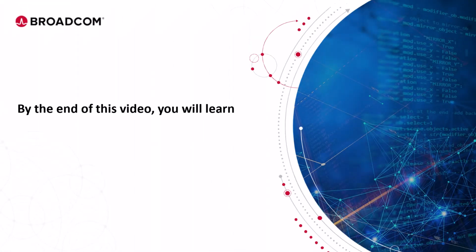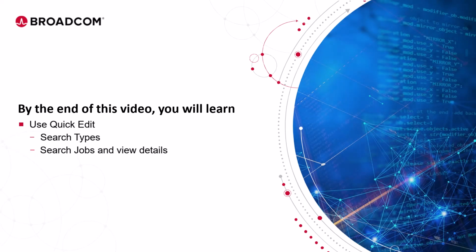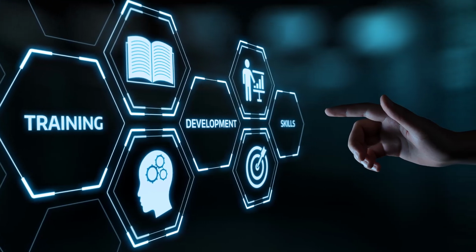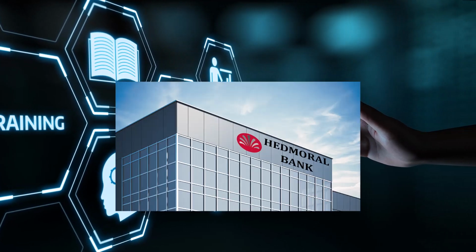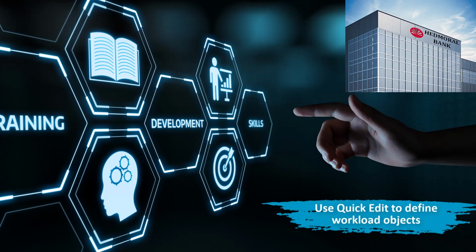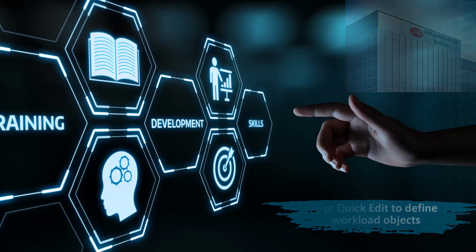By the end of this video, you will learn how to use the quick edit capability in AutoSys to explore different search types, search jobs, and view their details, and create an override for a job. To enhance the learning experience, we will use an example of a fictitious bank called Hedmoral Bank to demonstrate how and when to use the quick edit interface to view and define new workload objects.